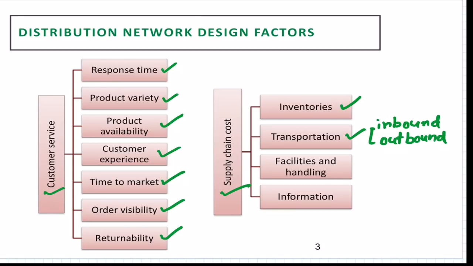If a product is sold through various retail outlets, facilities and handling costs may be high. Whereas if a product is sold directly from the manufacturer plant without any need for any other facility like a warehouse or distribution center, facility and handling cost could be low.